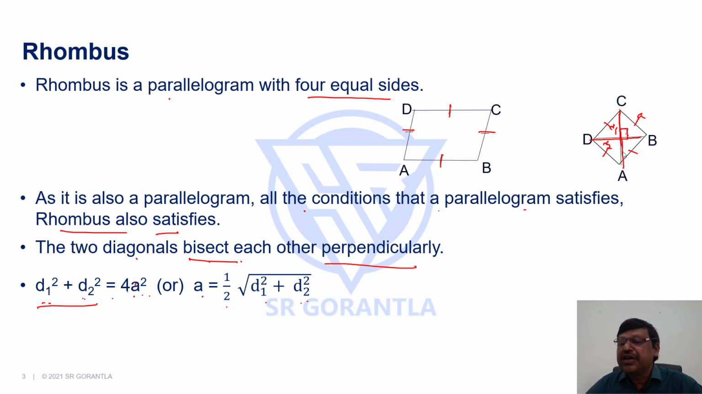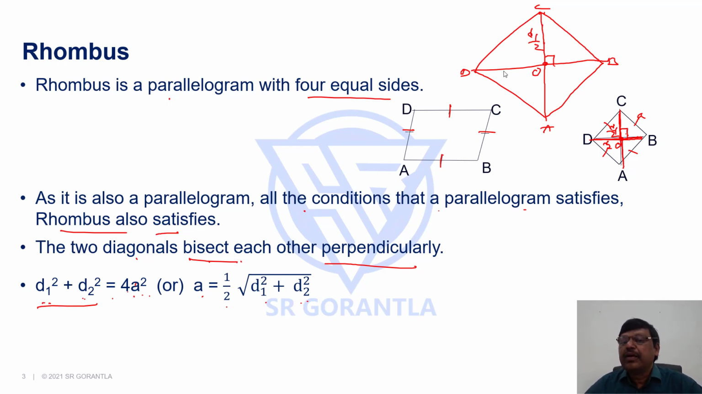See, if you take this as d1. Since they bisect each other, if it is O, this OC is d1 by 2. This is d2, so this OB will be d2 by 2. Let me draw a big diagram. See, this is d1, this is d2. If I take A, B, C, D, they bisect each other at right angle. If this is O, OC is d1 by 2, because this entire thing is d1, I said. This is d2 means OB is d2 by 2. And this is side a.